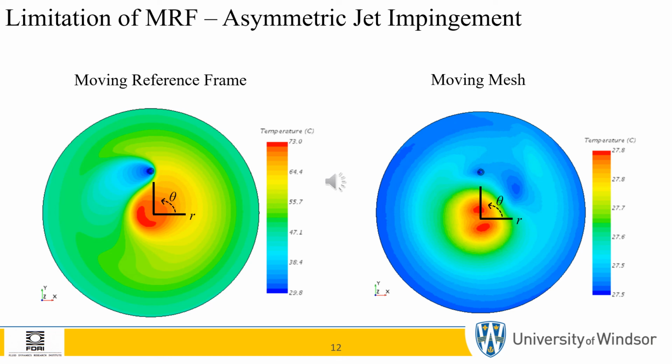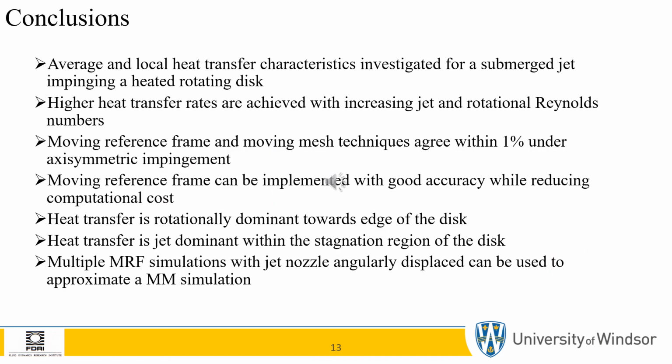To conclude, we looked at the average and local heat transfer characteristics for a submerged jet impinging a heated rotating disk. Higher heat transfer rates are achieved for increasing jet and increasing rotational Reynolds numbers. For moving reference frames and moving mesh techniques, the results are within roughly 1% of each other. However, this is only under axisymmetric impingement cases.